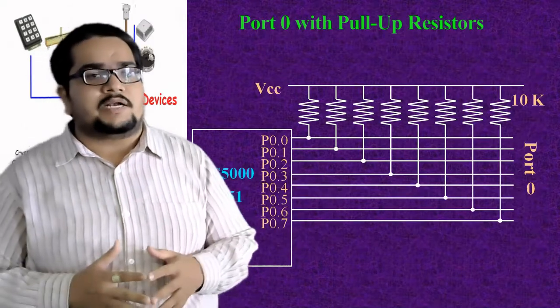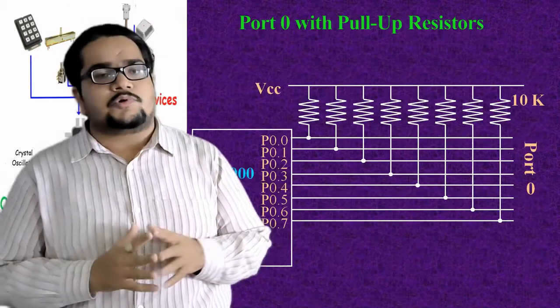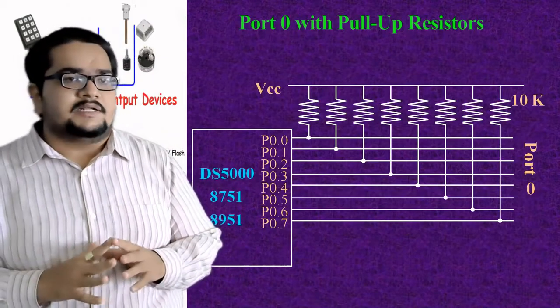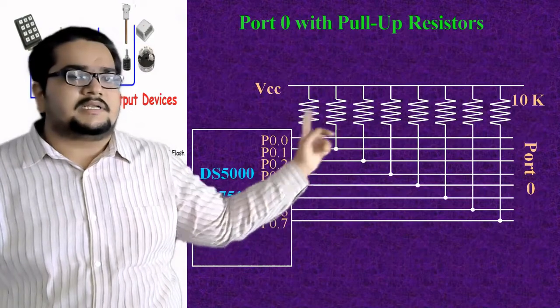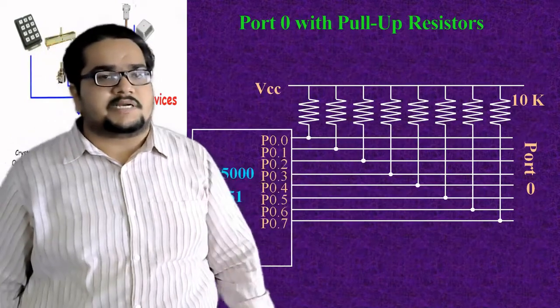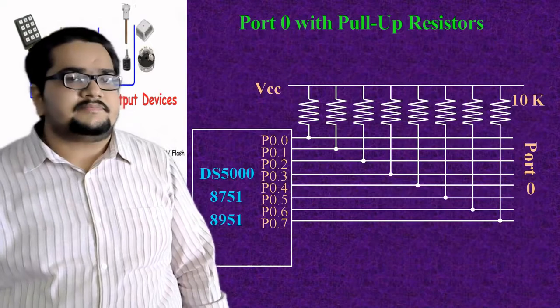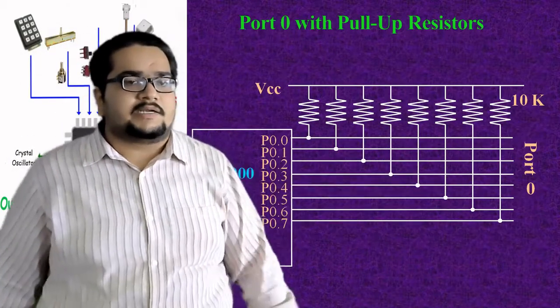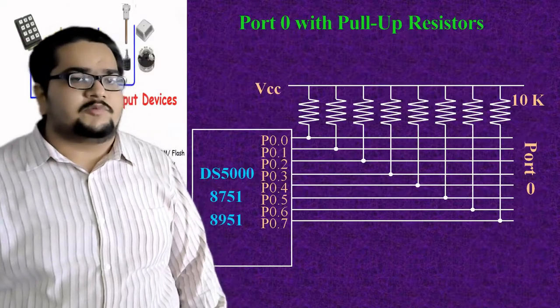Anyhow, as told earlier, for a programmer using port 0, port 1, port 2 or port 3, there is no difference at all. Only the hardware thing is that we require this external pull-up resistor set. Each resistor value is also indicated: it should be 10 kilo ohm.